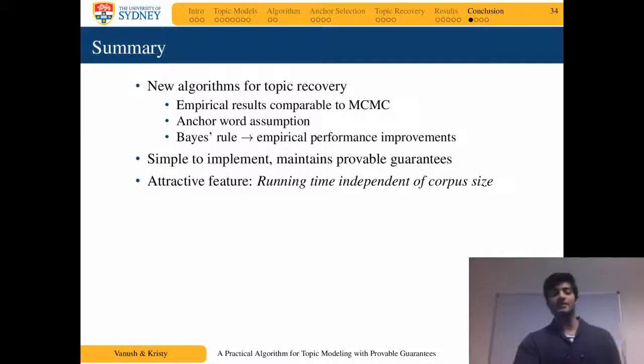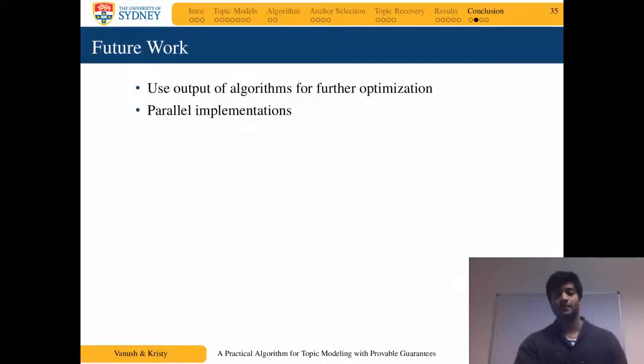It is clear from the previous slides that the empirical results compare well to common approaches in the literature, such as Markov chain Monte Carlo by Gibbs sampling. These new algorithms for topic recovery use Bayes' rule. Using Bayes' rule to compute the word topic matrix allows an order of magnitude improvement in performance, allowing running time to be independent of the size of the corpus.